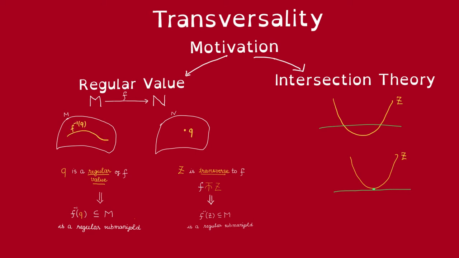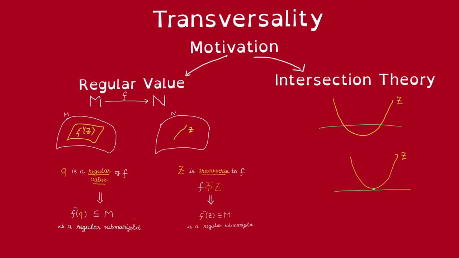Recall that when we were talking about submanifold, we had a natural question, which is that given a smooth map F from M to N, when is a fiber of F a regular submanifold of M? Remember, the regular level set theorem tells us that if Q is a regular value of F, then the fiber over Q is going to be a regular submanifold of M. We have used this to show, for example, that the unit sphere is a regular submanifold of R3.